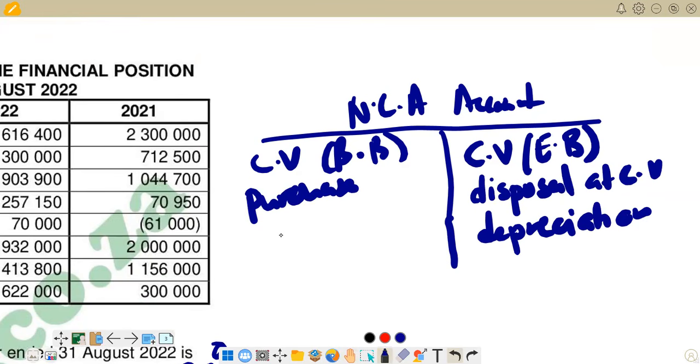So this is the calculation that we make when we are using the figures for carrying value. We put them as they are. So we are just going to input those figures that we are given in the question, and then we find the figure for depreciation here. The figure for depreciation here is a balancing figure.